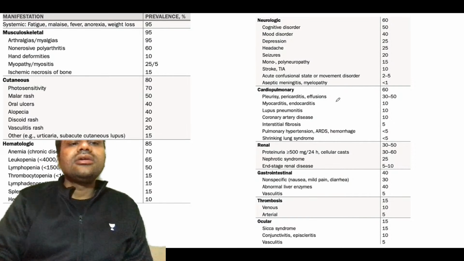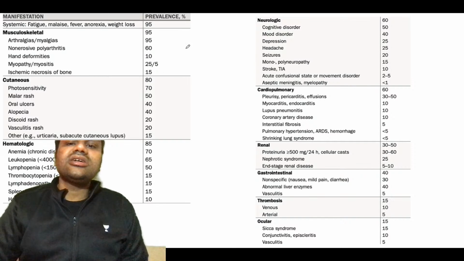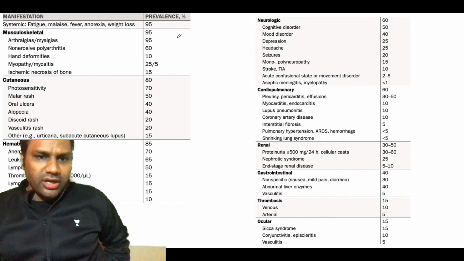So again, these are some of the extraskeletal manifestations. So these are the manifestations which you see in case of SLE.